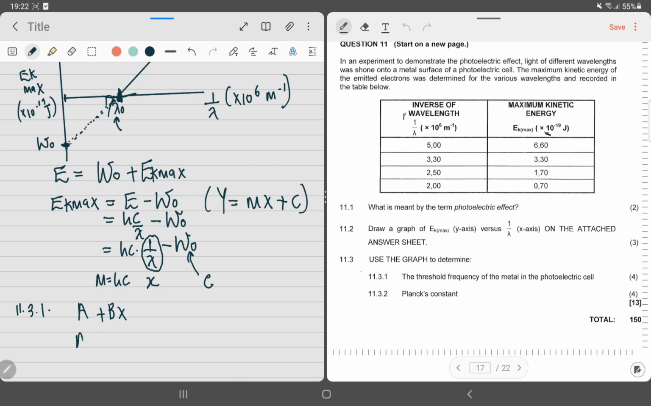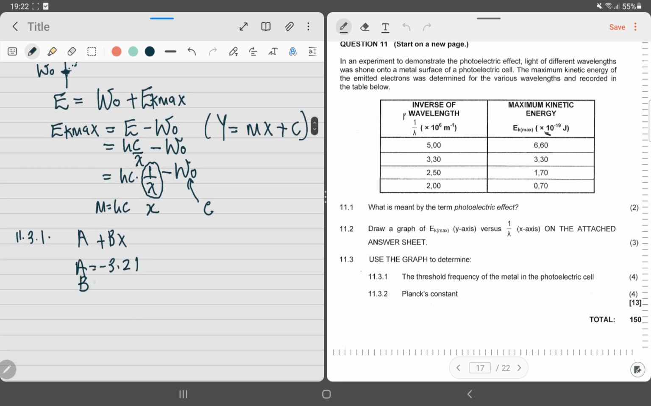So A should be equal to negative 3.21, and B should be equal to 1.965. This right here is the same as the equation of a straight line. So this is y equals bx plus a, which is exactly like that. So b represents my gradient, and then a represents my work function.